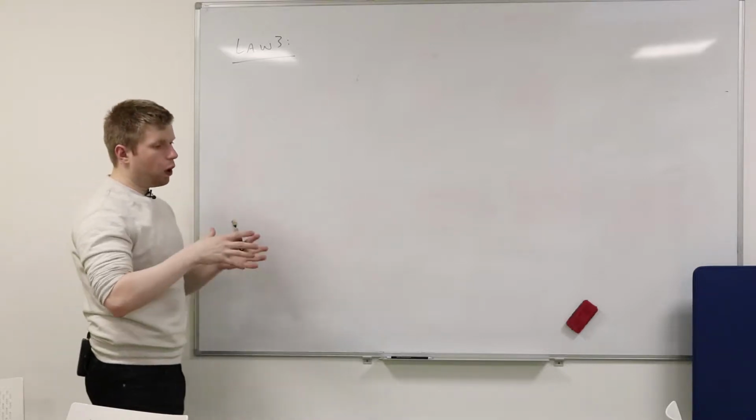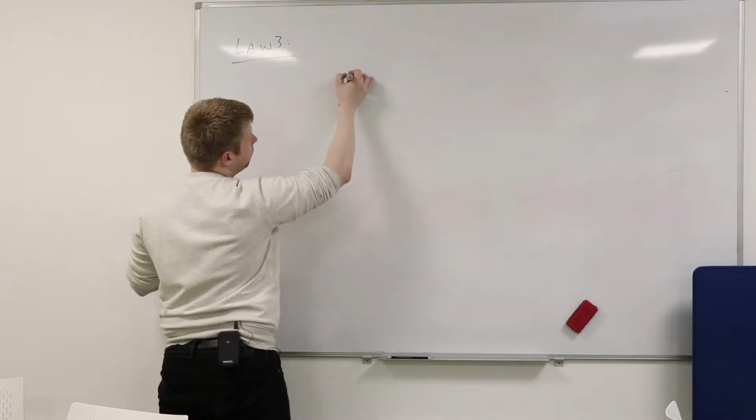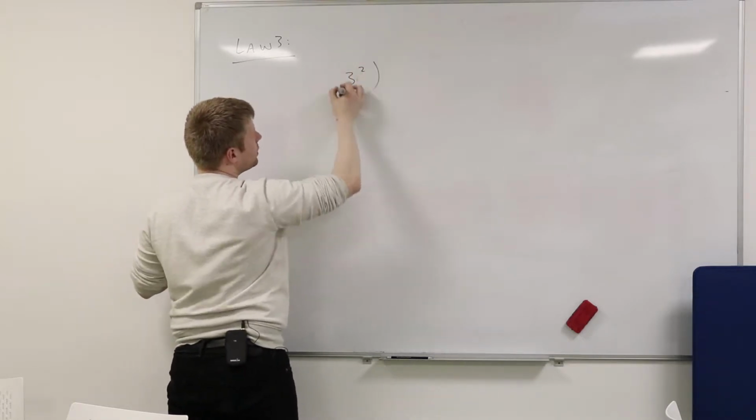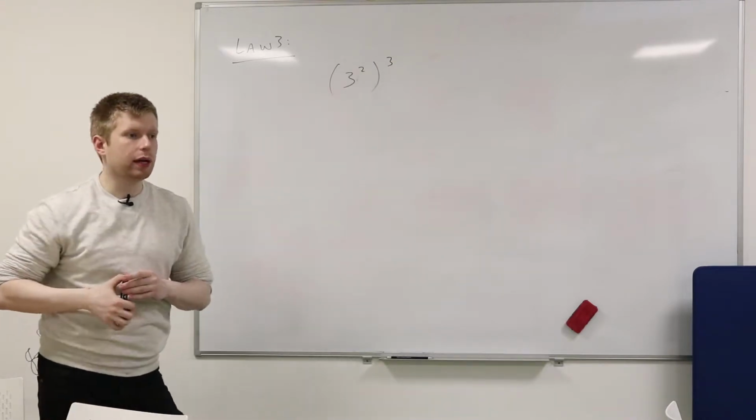So we've done law 1, we've done law 2. What about if we take something like this then, law 3? Let's take 3 squared and let's raise it to the power of 3. Okay, why?